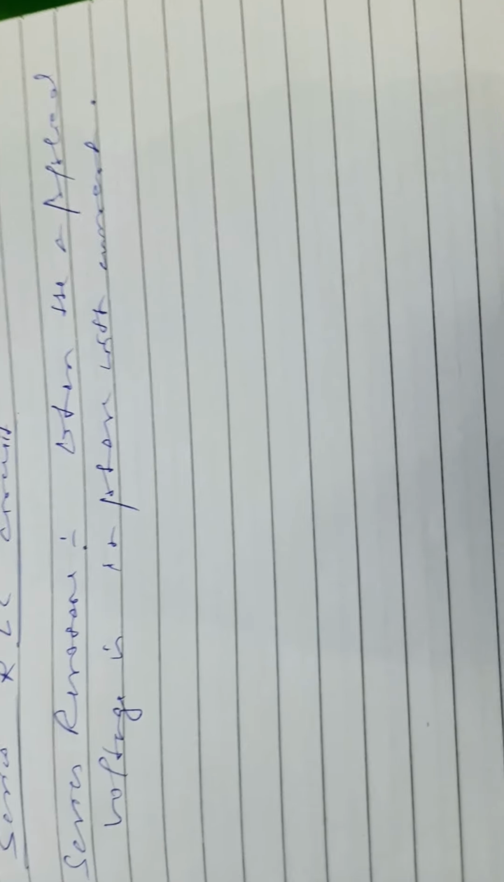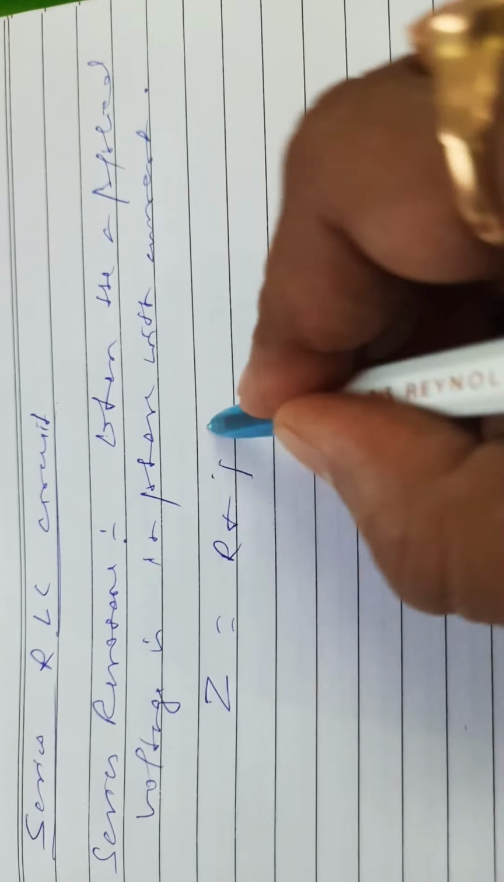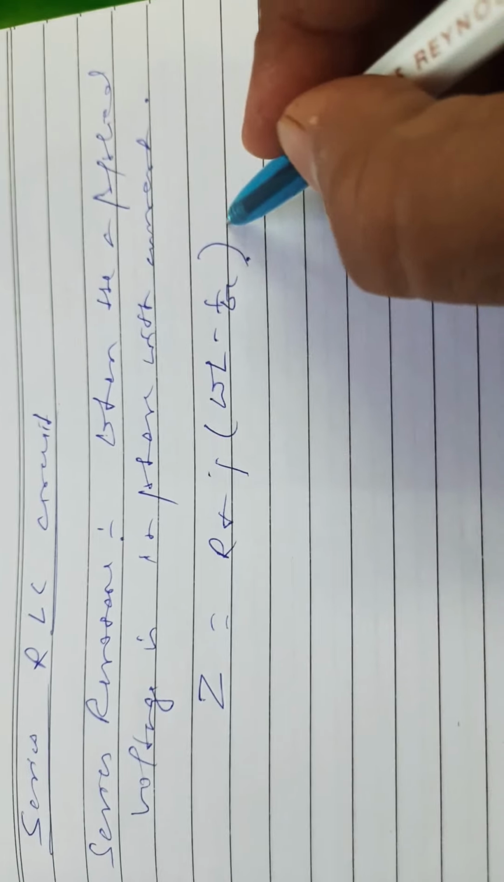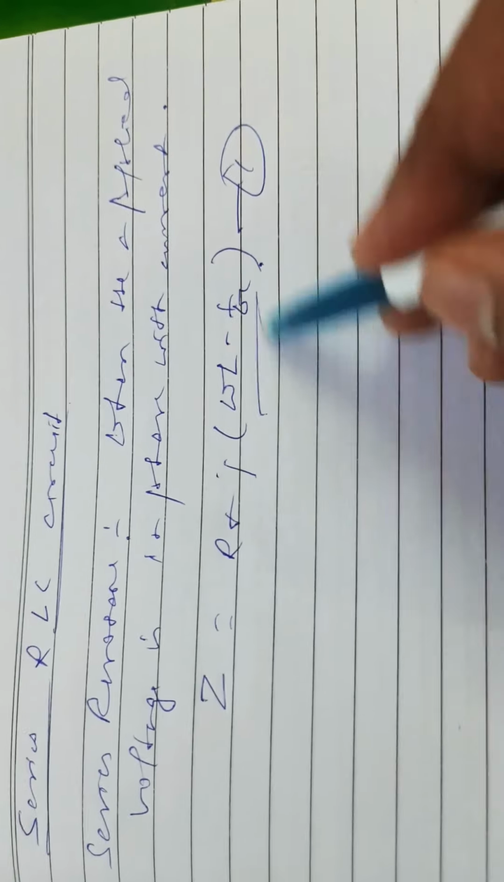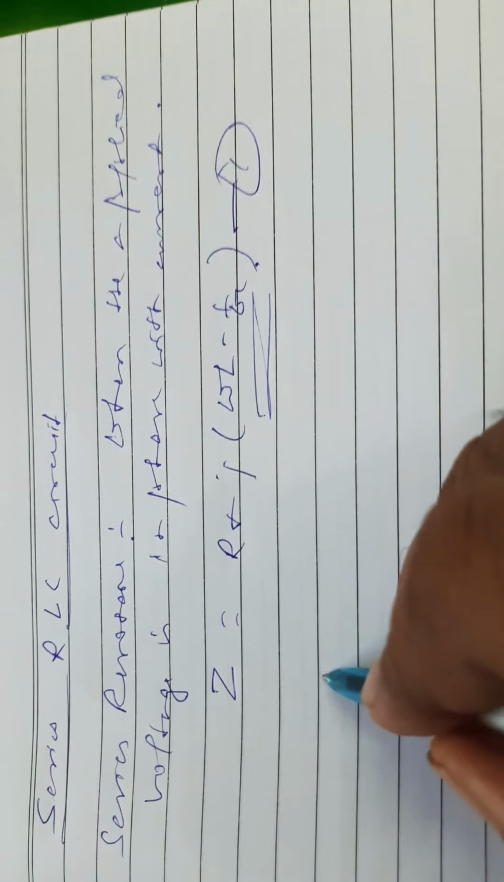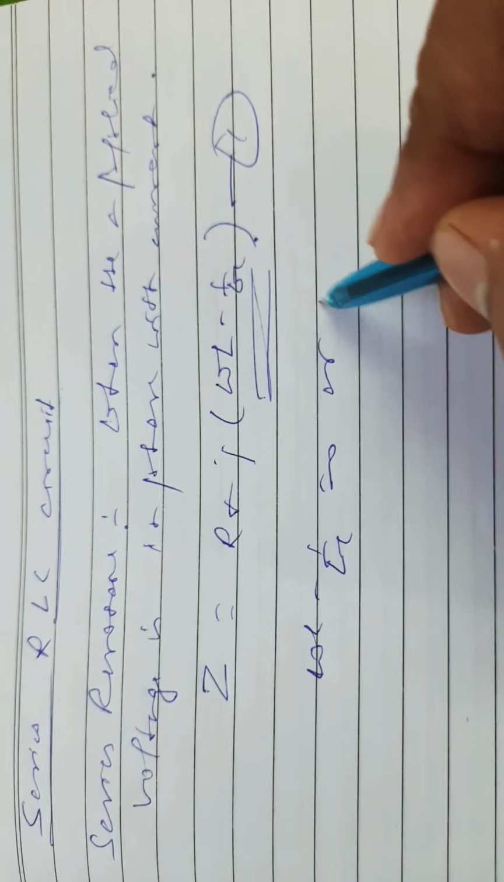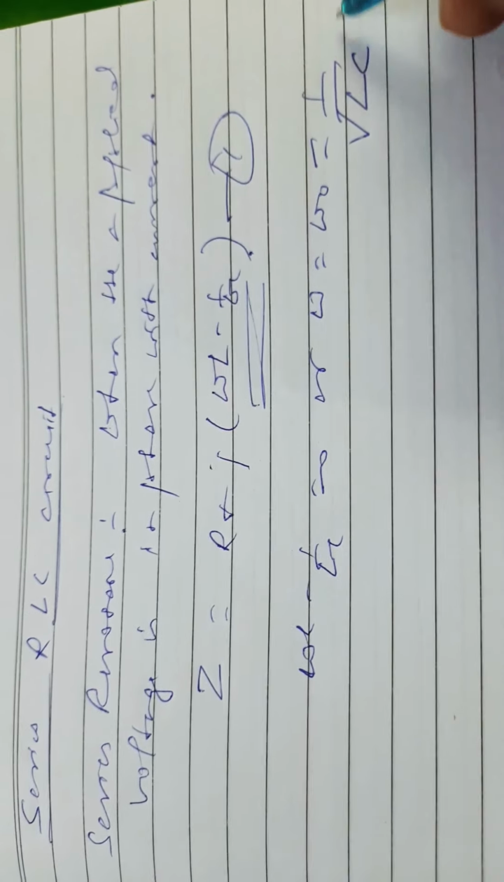Now the impedance of the series RLC circuit, as we have discussed in the last lecture, at an angular frequency omega of the applied voltage is given by Z equal to R plus j(omega L minus 1 by omega C). Let this be equation 1. The condition for resonance is obtained by setting the reactance term to be 0. So omega L minus 1 by omega C equals 0, or omega equals omega naught equals 1 by root LC.